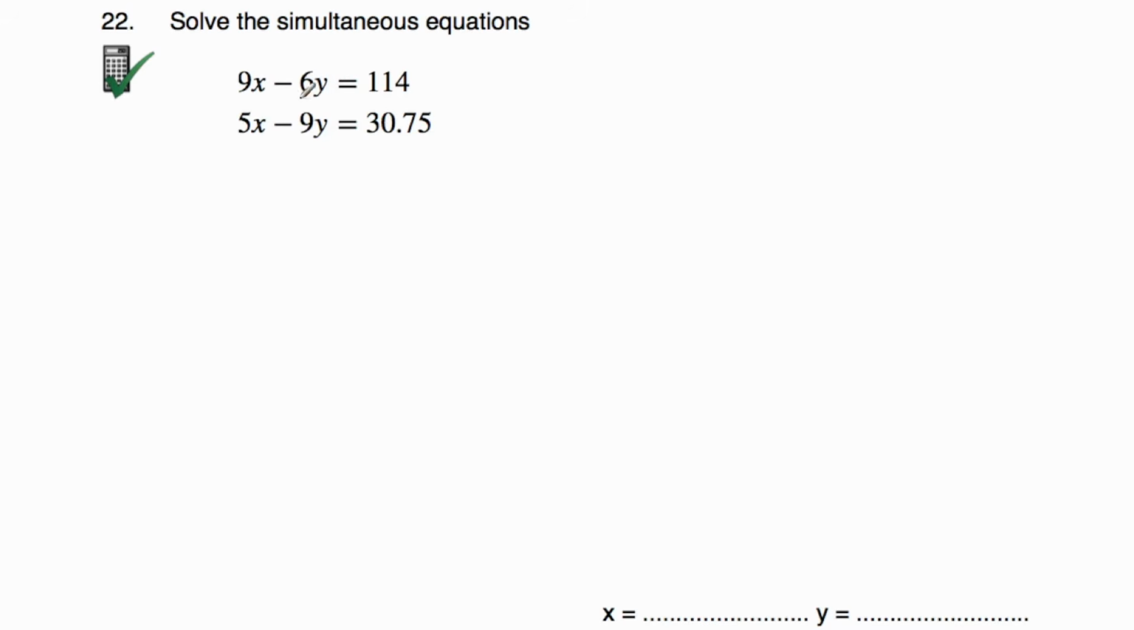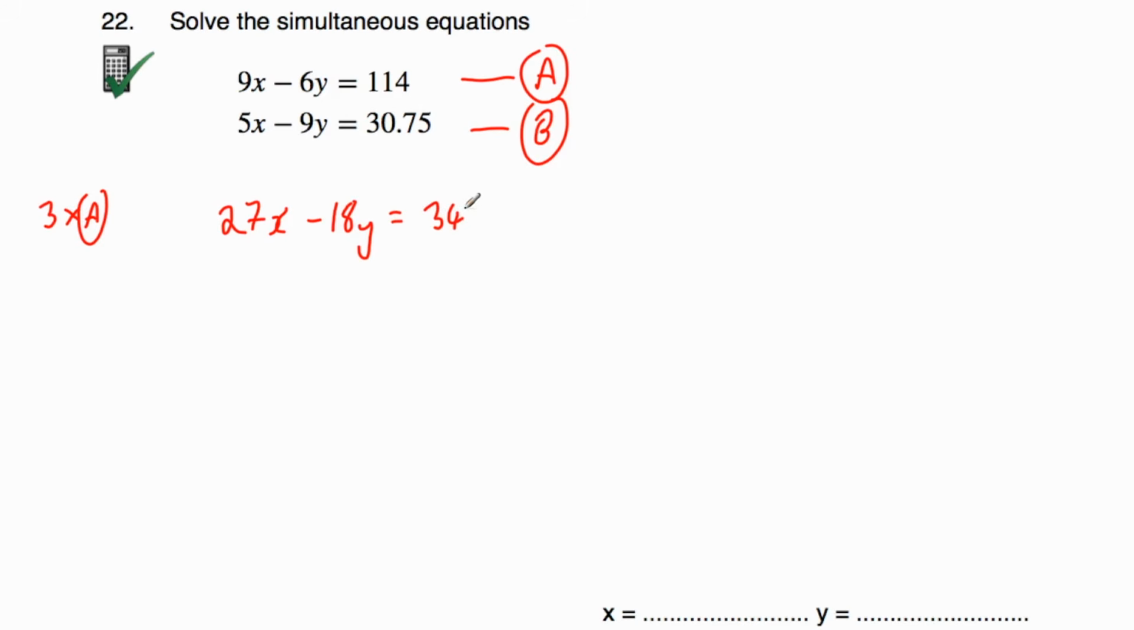Well, if we look at 6 and 9, the lowest common multiple of 6 and 9 would be 18. So let's make this minus 18y and this minus 18y also. So let's call them equation A and equation B, and let's work out 3 times A. So 3 times A and see what we get. So whenever we multiply equation A by 3, that's equal to 27x minus 18y, and that would be equal to 342 whenever you multiply 114 by 3.